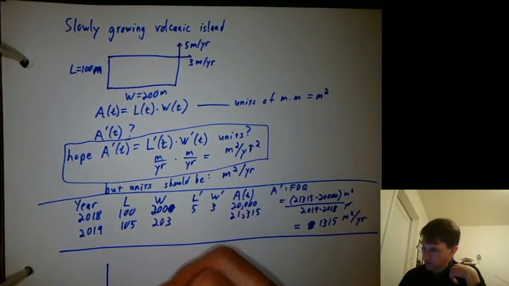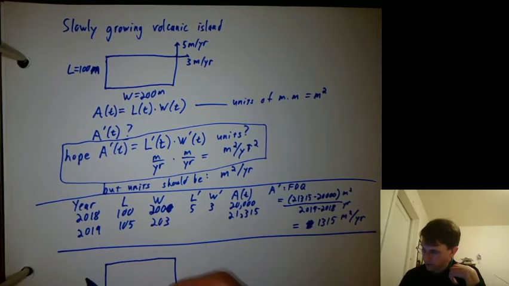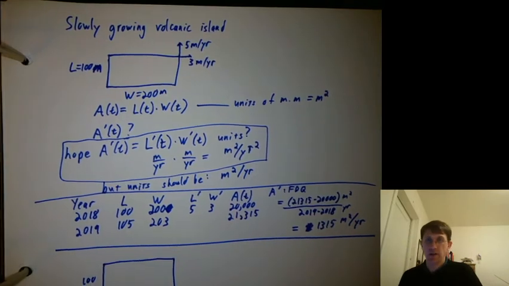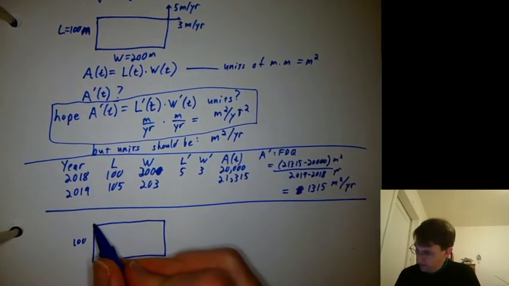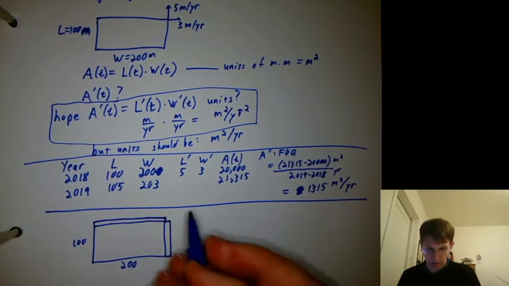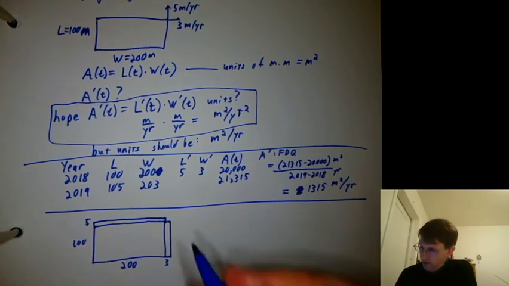Let's say we have our box and we start out at 100 and 200. And then after a year, what does the island look like? Well, I've added some area up here, and I've added some area over here. This is an extra 5 meters, this is an extra 3 meters. So what's my new area?